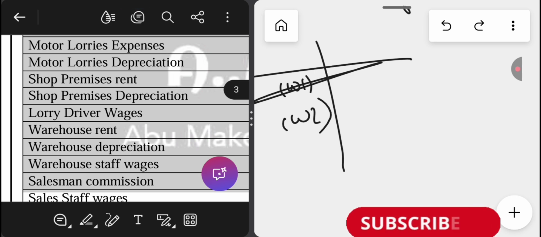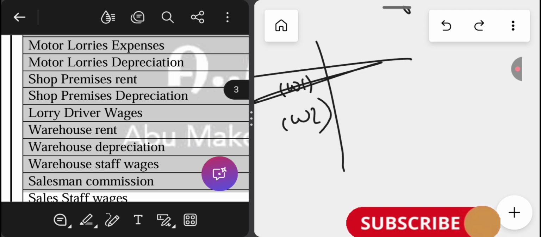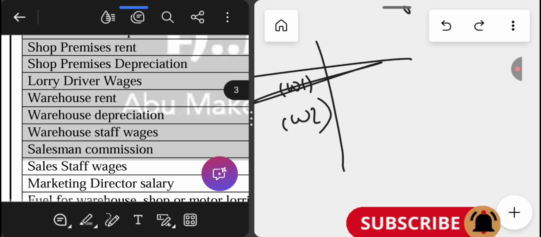Now comes the point, lorry driver wages. Lorry driver wages means that the driver who drives the lorry or motor vehicles has to be paid, right? They have to be paid for their hard work. This is like salaries. Warehouse rent.